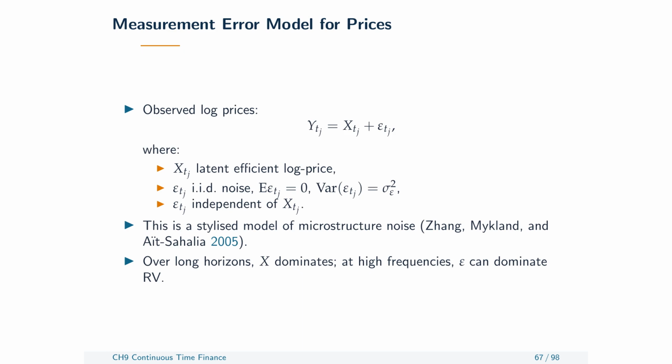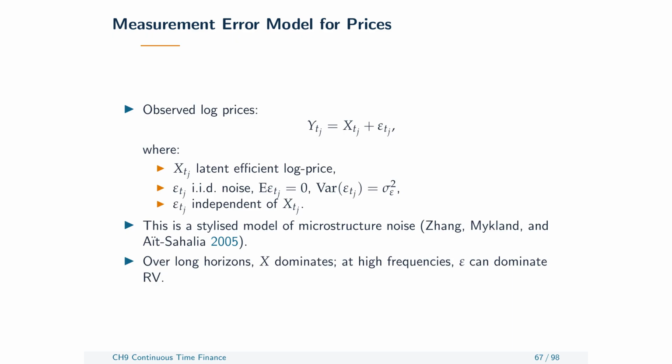A simple measurement error model writes observed log price Y at a sampling time as latent efficient log price, X, plus noise epsilon. The noise has mean 0 and variance sigma epsilon squared and is assumed independent across time and independent of X in the benchmark model. These assumptions are simplifying. Actual noise may be serially correlated, endogenous, and dependent on trading intensity.